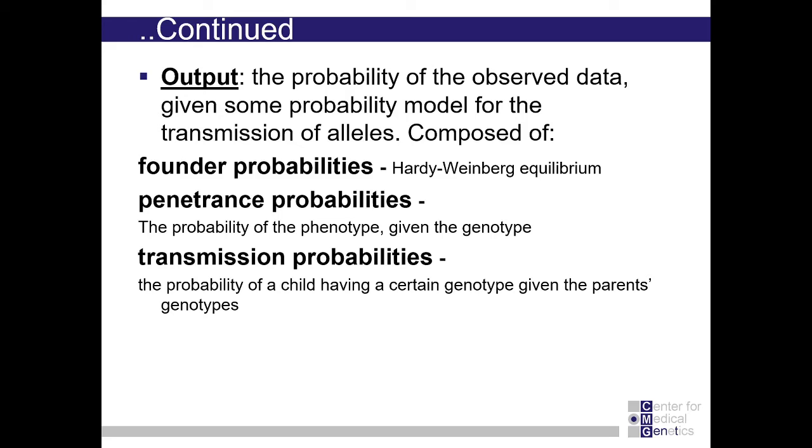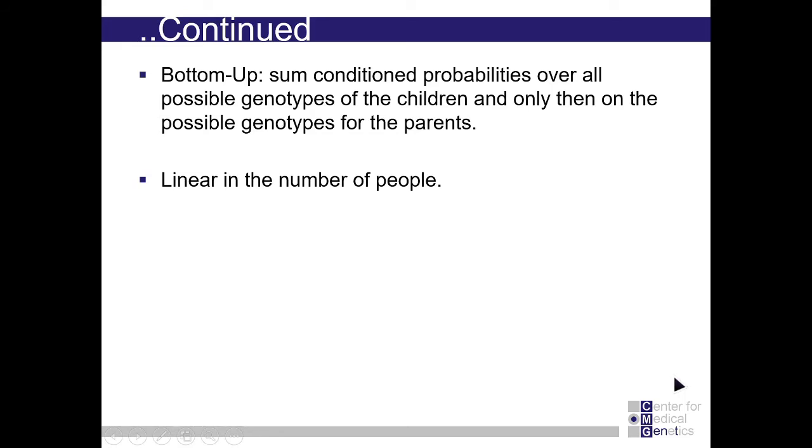It is composed of founder probabilities, from Hardy-Weinberg equilibrium; penetrance probabilities, which are the probability of the phenotype given the genotype; and transmission probabilities, which are the probability of the child having a certain genotype given the parents' genotypes. Bottom up, it is a sum of conditional probabilities of all possible genotypes of children, given only one possible genotype of the parents. So it is linear in the number of people.